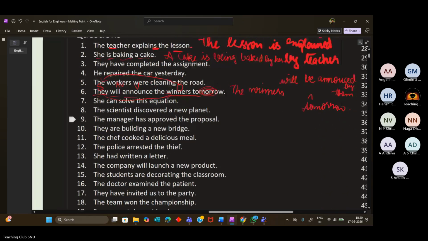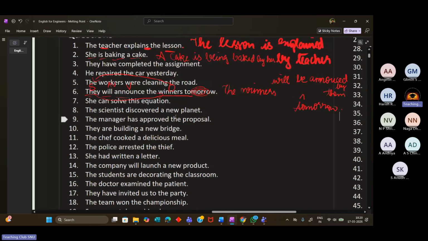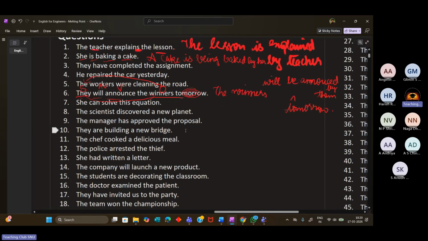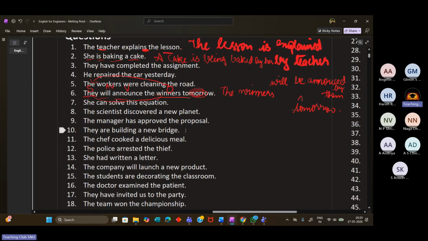Okay. Are you guys fine with this? Is there anything bothering you here? Okay. So now let's just go through one or two questions here. Have you guys been told that there'll be passive to active conversion as well, or is it only active to passive?